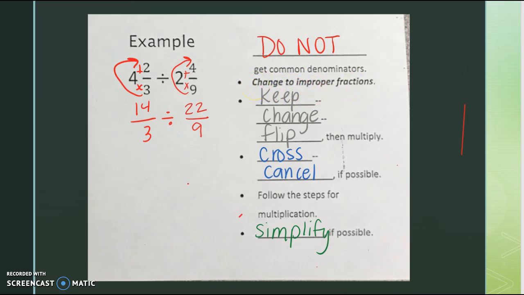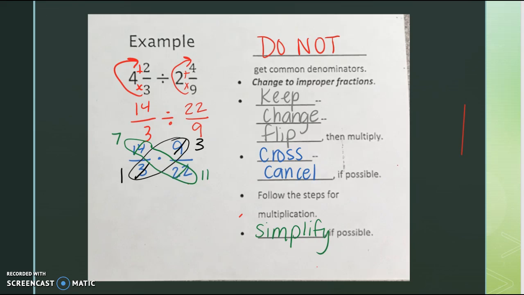Now we can do our keep, change, flip. So 14/3, division turns into multiplication, and flip the second fraction, 9 over 22. So we've done keep, change, flip. Now we're going to look to see if we can cross cancel. So here, 9 and 3 can both be divided by 3. So 3 divided by 3 gives me 1. 9 divided by 3 gives me 3. And I'm going to look at my other set of diagonals, 14 and 22. They are both even, so I know that they can be divided by 2. 14 divided by 2 is 7. 22 divided by 2 is 11.